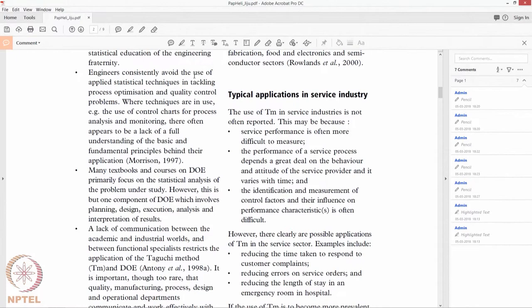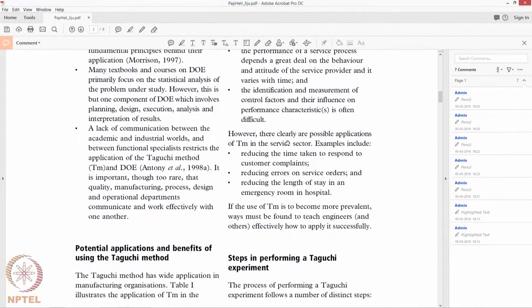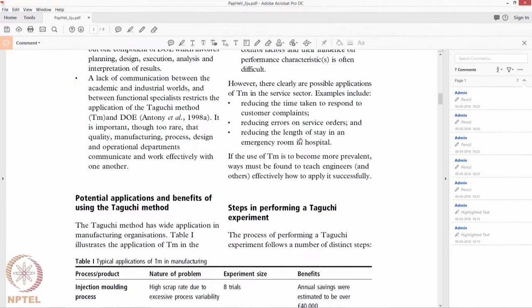So, we will see. For instance, he says the service industries do not report it, and there are some reasons why he believes that they do not report it. However, there clearly are possible applications in the service sector, such as reducing the time taken to respond to customer complaints. Today, Six Sigma based ideas are not only for the manufacturing industry.